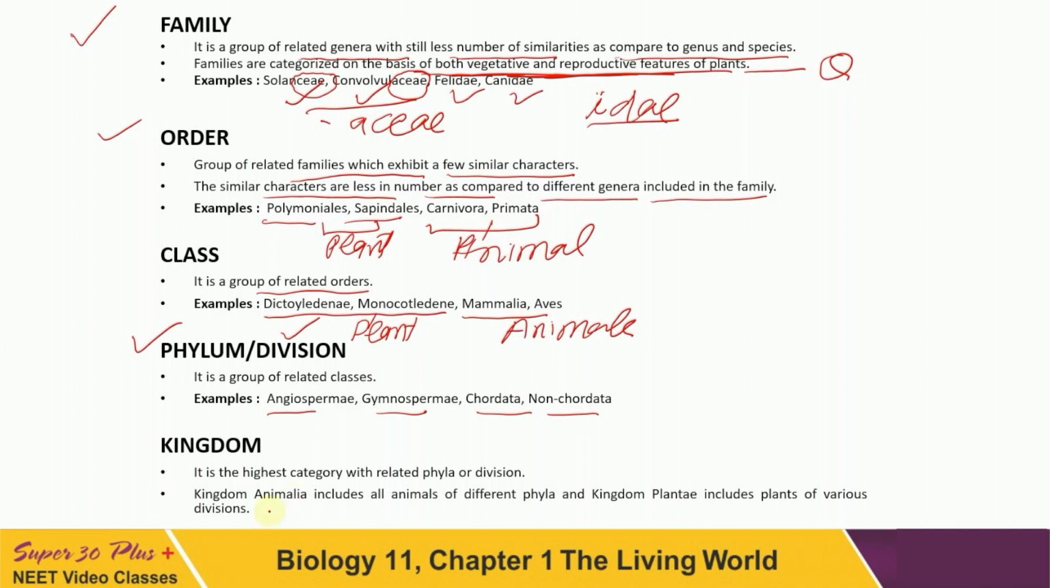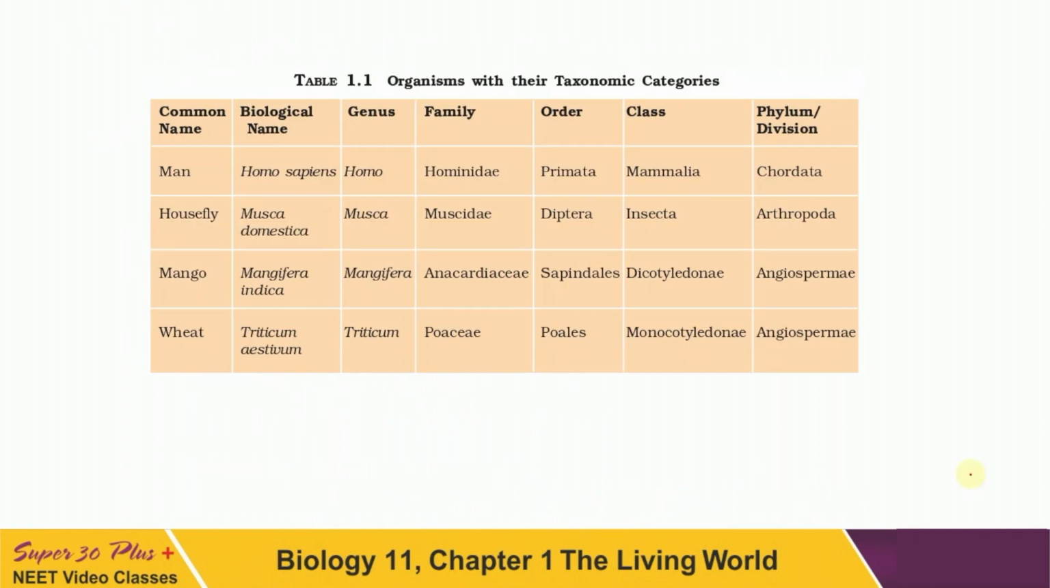That is kingdom, all together, they have been put together. That is the highest category, with related phylum or division. Kingdom Animalia includes all animals, and kingdom Plantae includes all plants. Is it? Come to the next now.